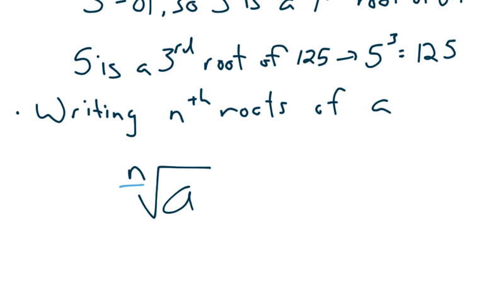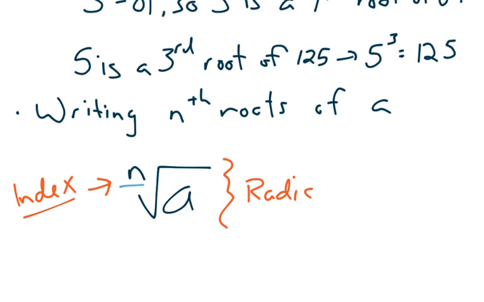That n has a name. It's called the index. The number in the little crook of that square root symbol, or what's called the radical symbol, is called the index. The whole thing in general is called a radical, or a radical expression.